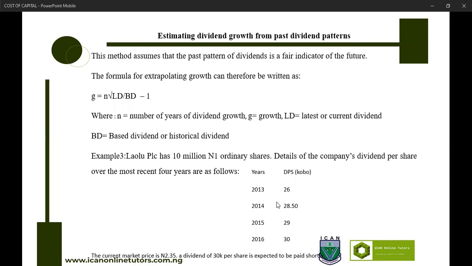Now, let me illustrate that. Between year 2013 and year 2014, we have the dividend in 2013 to be 26, while the dividend in 2014 is 28.50. And the difference between 26 and 28.50 is what?